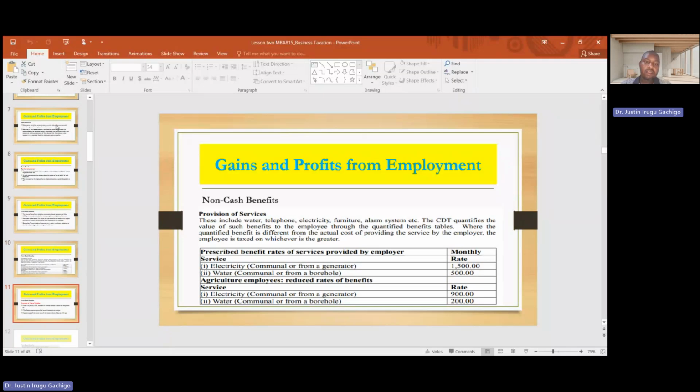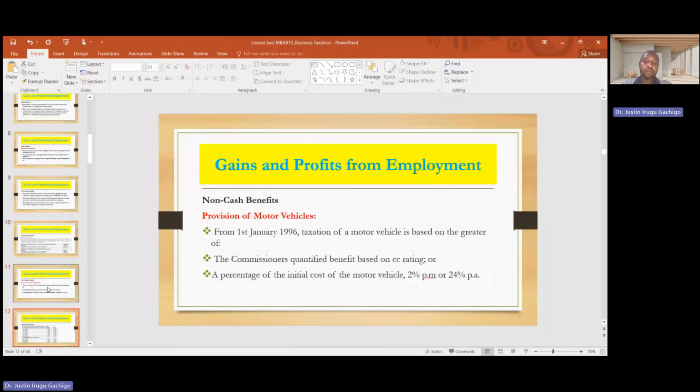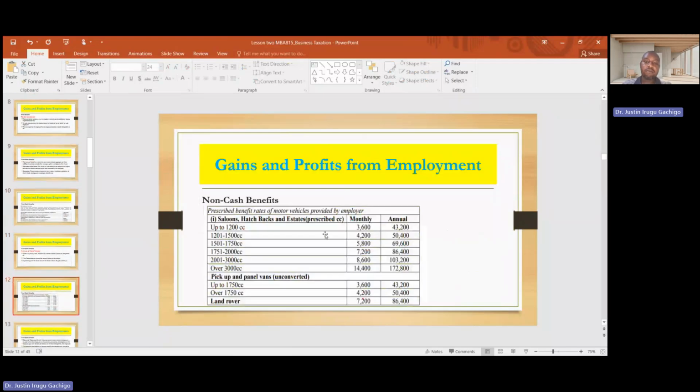Then for motor vehicles, from 1st January 1996, taxation of a motor vehicle is based on the greater of the commissioner's quantified benefit based on CC rating, or a percentage of the initial cost of the motor vehicle. That is 2% per month, or 24% per annum. So these are the commissioner's prescribed rates.